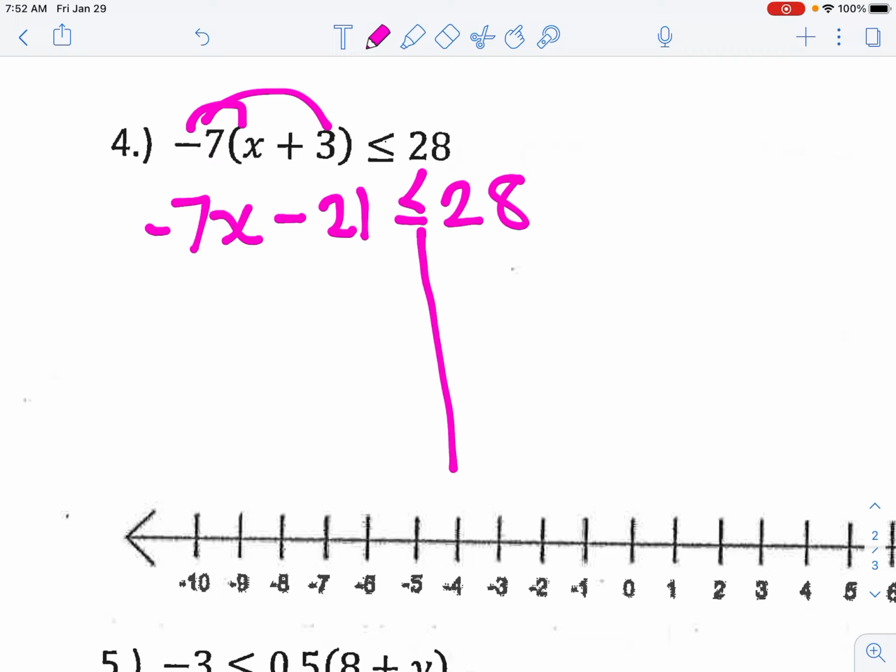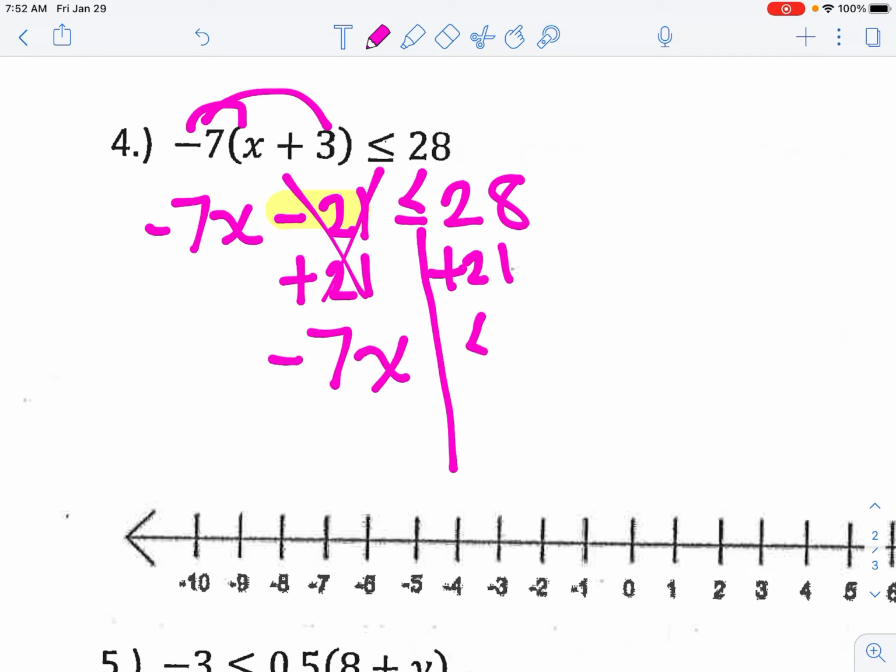We're going to draw our mirror. First thing we're going to undo is the adding or subtracting. So the opposite of minus 21 is plus 21 on the left and plus 21 on the right. Negative 21 plus 21 cancels. So we still have negative 7 times what is less than or equal to 49.